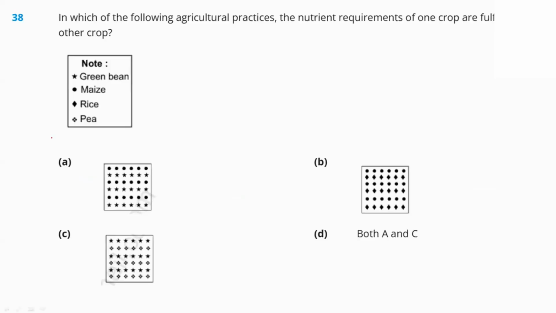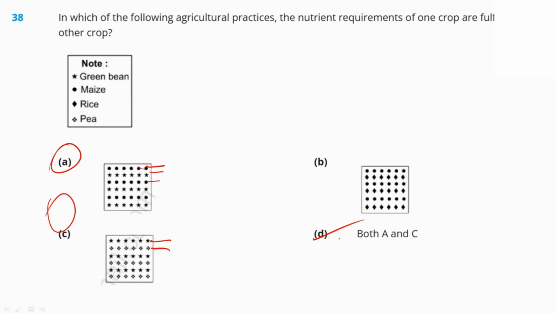Next, in which of the following agricultural practices are the nutrient requirements of one crop fulfilled by the other crop? So it should be crop rotation. Yes. So which one shows the correct one? Here also, if you see, crop rotation is happening. Star and circles are two types of crops rotating with each other, and star and four dots are also rotating with each other. So both A and C, that is option number D, is our right answer.